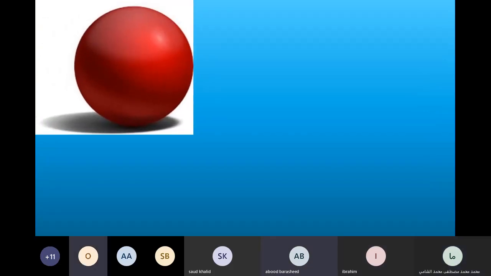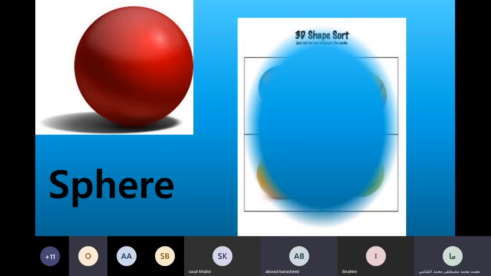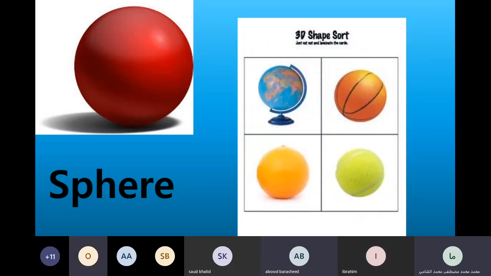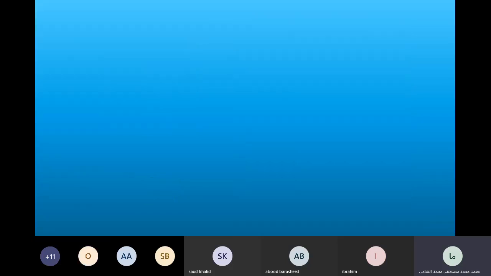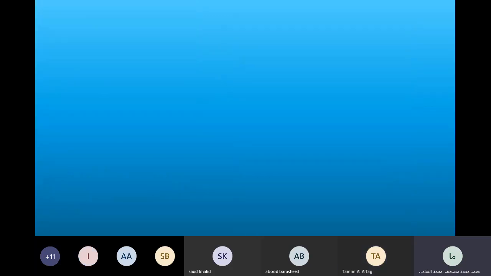What's this? A circle is two-dimensional, but three-dimensional, excellent, sphere, well done. Sphere like basketball or lemon, water ball. Excellent. Sphere has a curved surface.